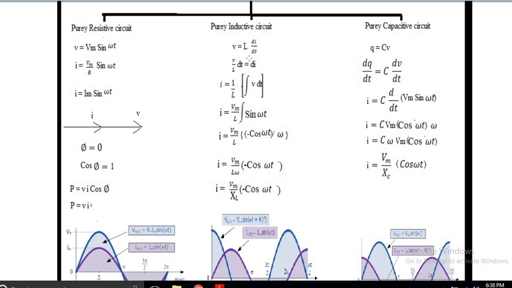Okay. So I is equal to Vm by XL times minus cos omega t. I can write minus cos omega t as sin of omega t minus pi by 2, isn't it? So it will be I is equal to Im sin of omega t minus pi by 2. Here I have introduced one term, what is called XL, the inductive reactance, which is equal to omega L. So now my equation for current in a purely inductive circuit becomes I is equal to Im sin of omega t minus pi by 2.